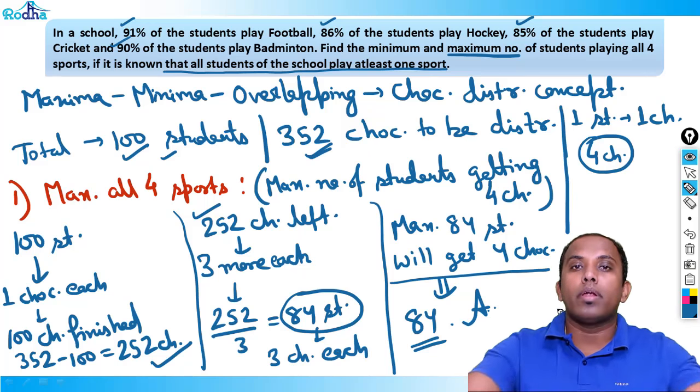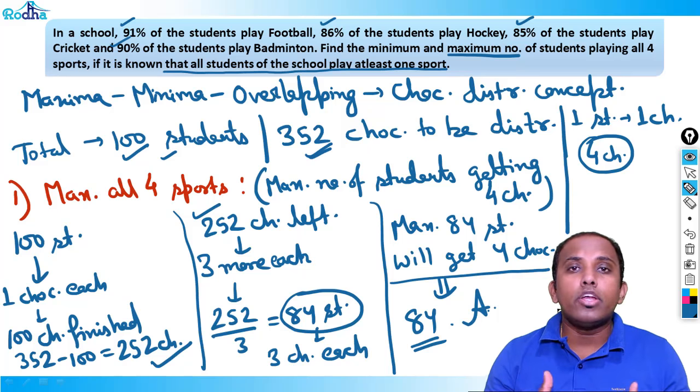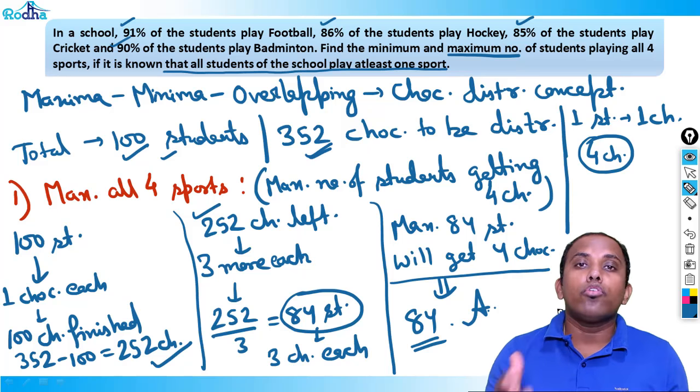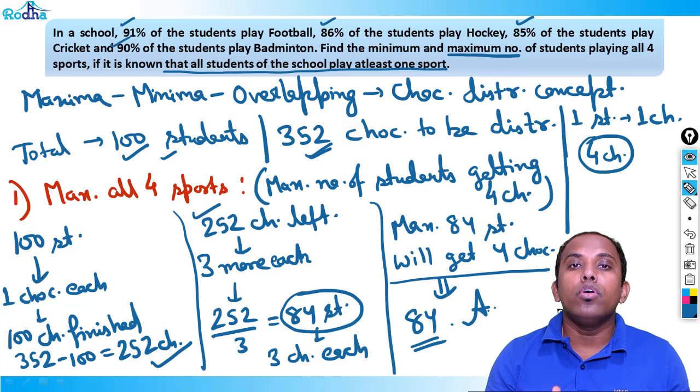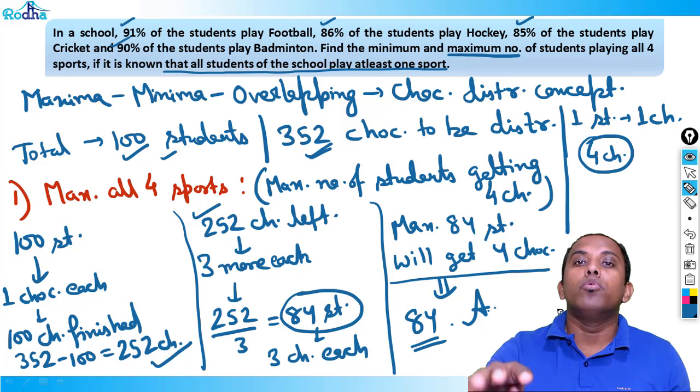So 100 people are there. Okay. I have given 1 chocolate to each. That means my 100 chocolates are finished. So out of 352, I am now left with 252. So 252 chocolates I have, and I can give a maximum of 3 more to each of them.